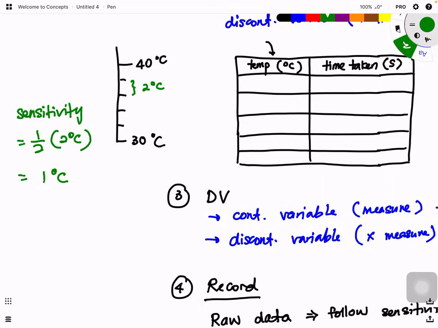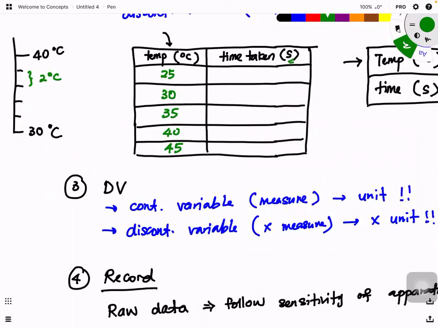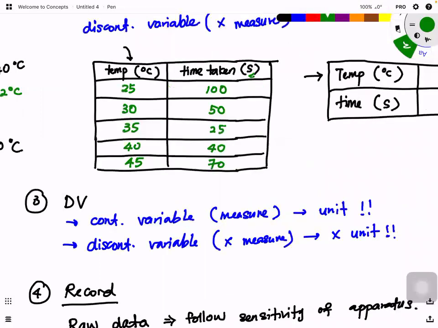So let's say, for example, I measure the temperature. At room temperature, 35 degrees Celsius. Okay, and then 30, 35, 40, 45, for example. Time taken, in this case, I always say that must be in seconds, and no decimal point, must be a whole number. Let's say at 25, I take 100 seconds. At 30, I take, let's say, 50 seconds. Can you see that? At 35, I take 25. Let's say, for example, 40 becomes 40. At 45 then becomes, let's say, 70 seconds. So you can see that this is what I say, that you follow the sensitivity. Are you clear? Sensitivity of data.